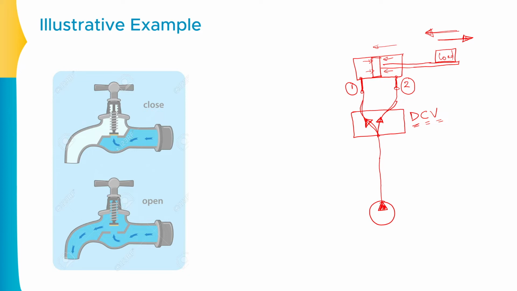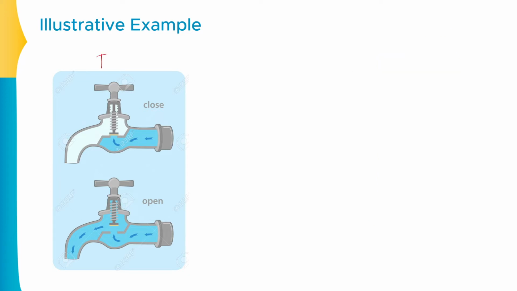Now, how do we understand the symbol of the direction control valve? For that, I will give you a very basic example, and that example is the tap that we are using at our house. Now, if you observe the tap, there are a total of 2 openings. This specific tap is not exactly a direction control valve, but it is a kind of valve that we use in normal day-to-day life. So this has a total of 2 openings.